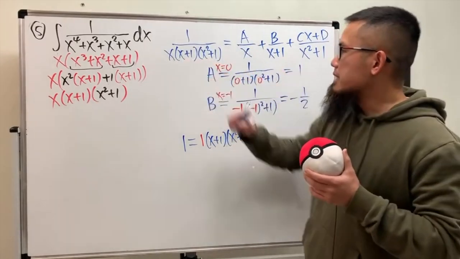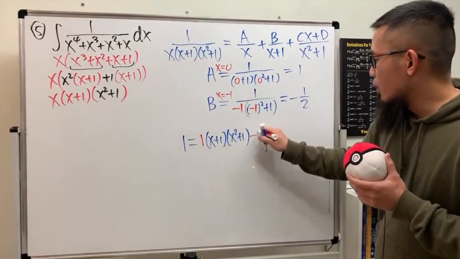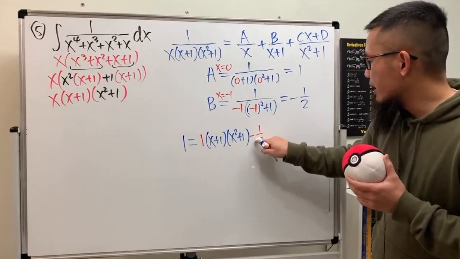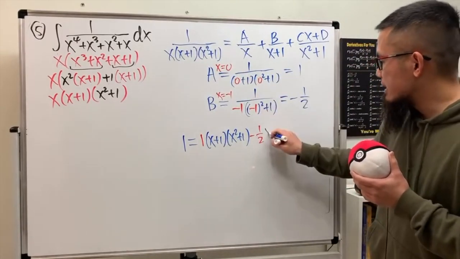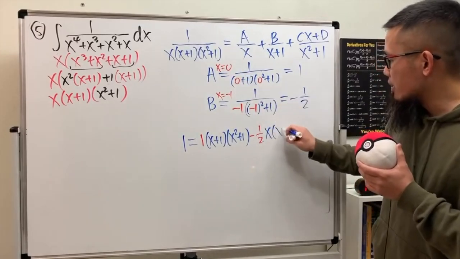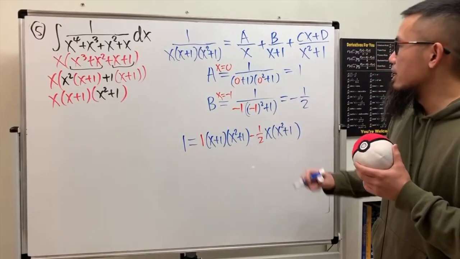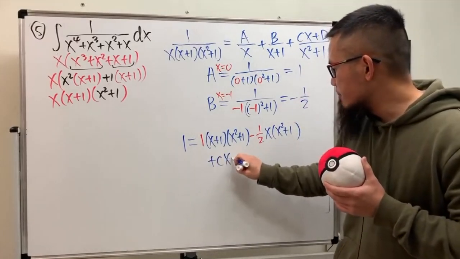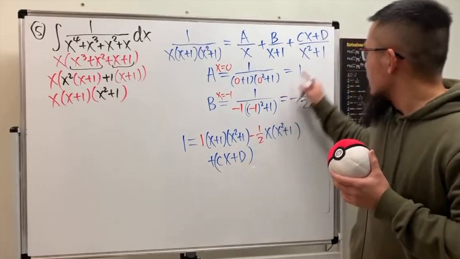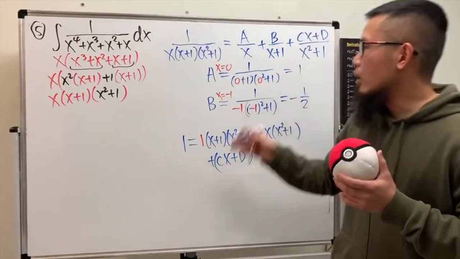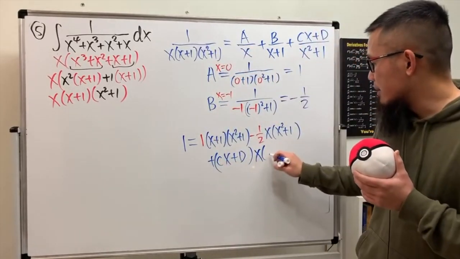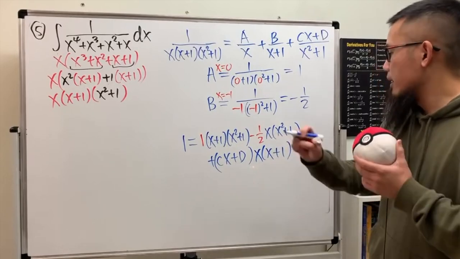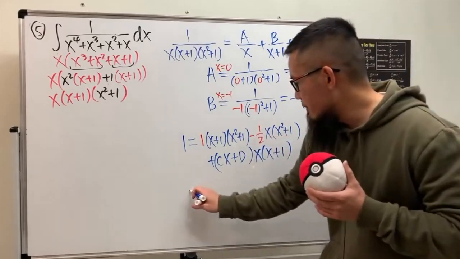Next, x plus 1 will cancel. B is negative 1/2. So we have negative 1/2, and then we have x times x squared plus 1, like that. And then lastly, we have the plus cx plus d. X squared plus 1 will cancel, so we just have x times x plus 1. All right, and then just kind of simplify the right-hand side.